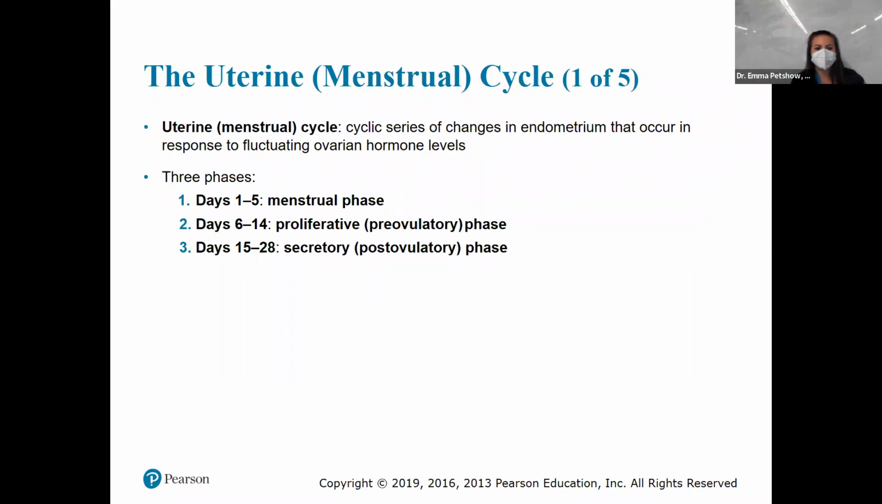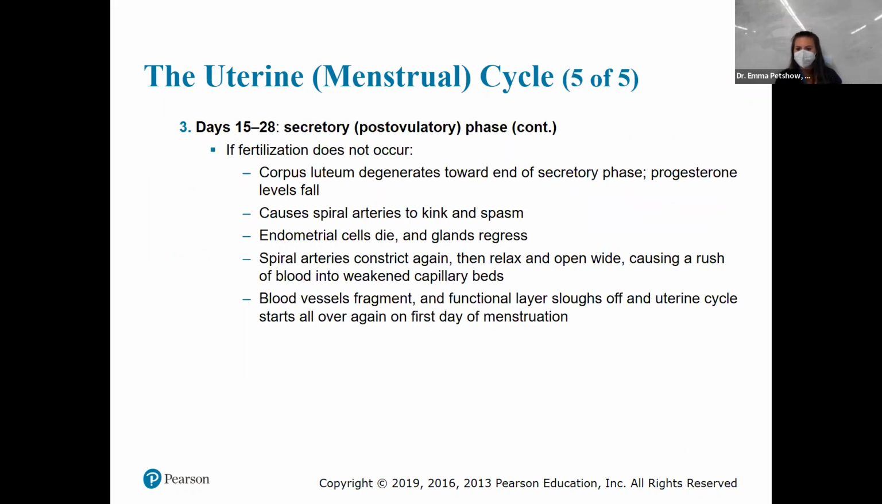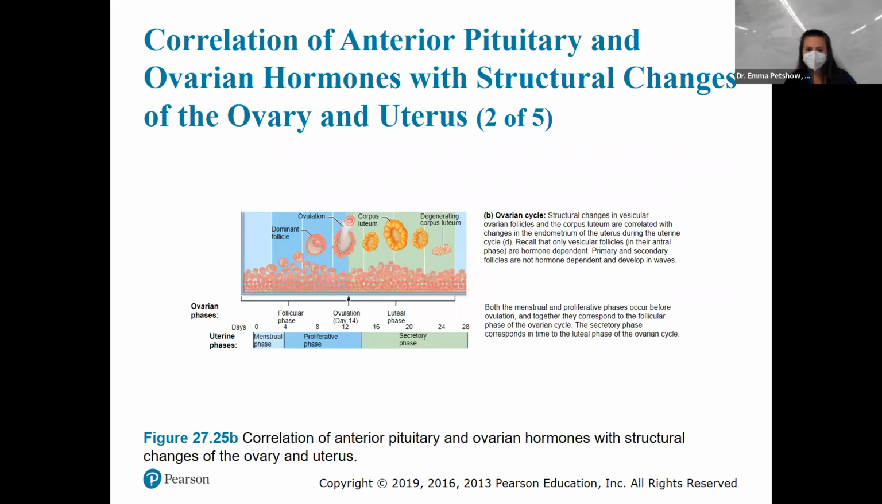And if you wanted a little bit more on the phases of your uterine menstrual cycle, you have days 1 to 5, which is your menstrual phase. Days 6 through 14 is your proliferative or pre-ovulatory phase. And days 15 through 28 is your secretory or post-ovulatory phase. I'm going to move through the cycle really fast because I just want to give us time here.